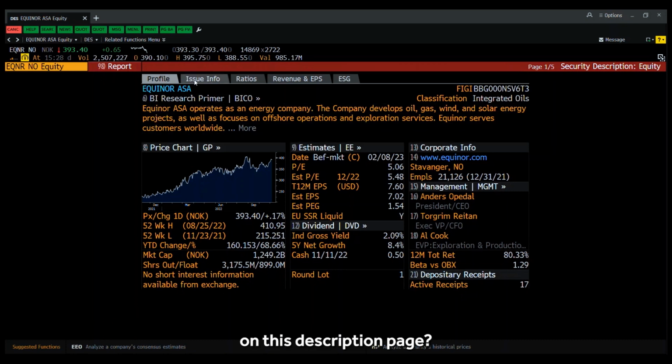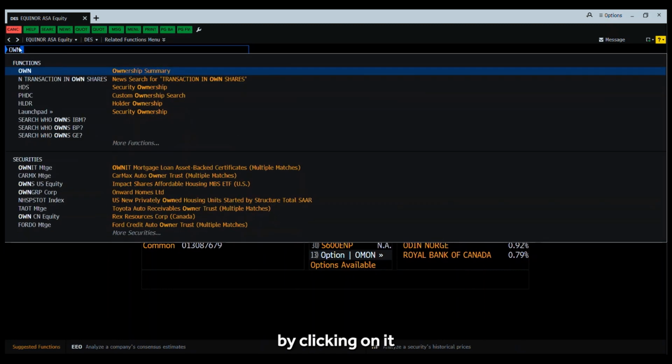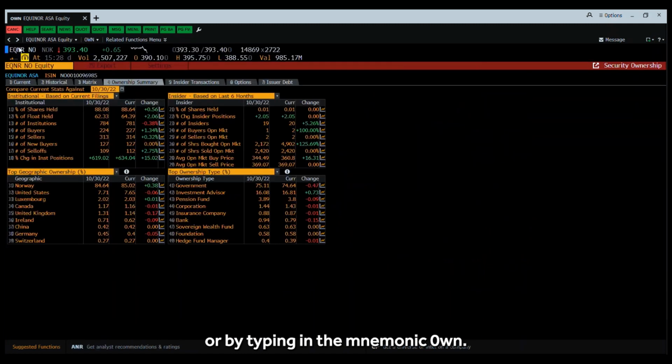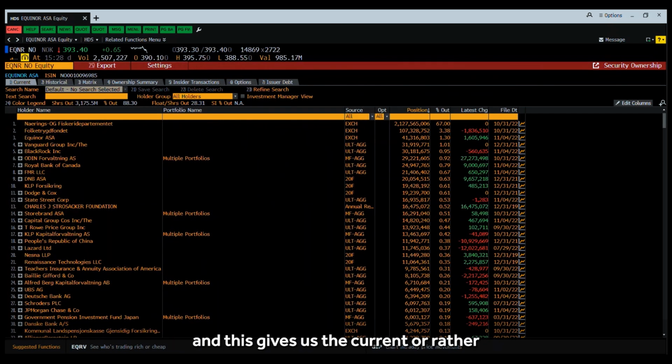On this description page, if we click through to issue info, then we see that we have some ownership data here with mnemonic OWN. So we can call that up either by clicking on it or by typing in the mnemonic OWN, which gets us through to a very interesting set of ownership data. First of all, let's look at the current tab. This gives us the current, or rather the most recent, shareholders of this company.